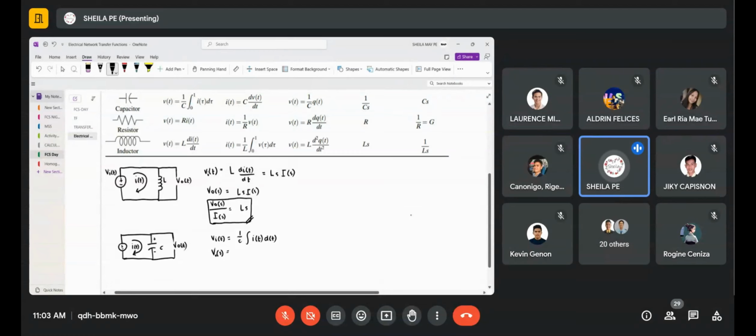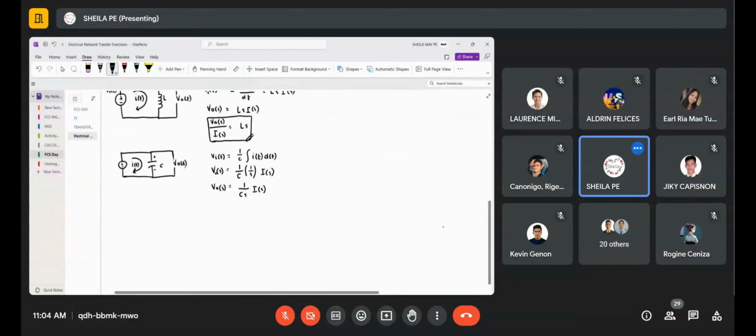Okay, V of S is just 1 over C times the integral of our IT dt. The integral of 1 dt is 1 over S, so we compensate with 1 over S. So it becomes CS, times 1 over S I of S. So V of S is 1 over CS I of S. The integral of 1 dt is just t, so that's 1 over S in Laplace form.